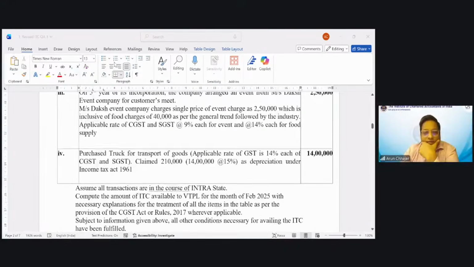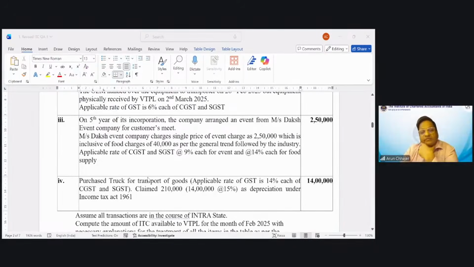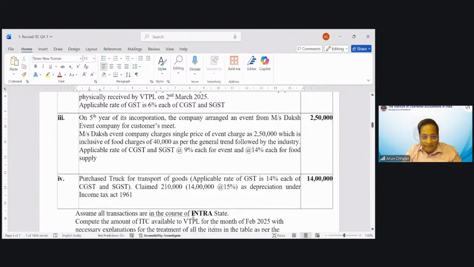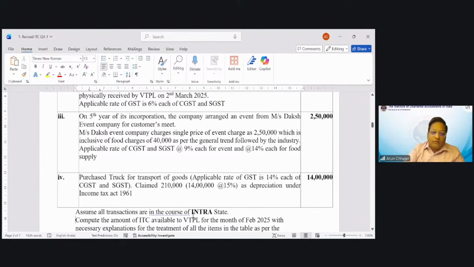Next, you read this fourth number and then we will start one by one. ठीक है. They are saying assume that it is an intrastate supply. Point number one. ठीक है. Compute the amount of the ITC available to VTPL. ठीक है. For the month of Feb.